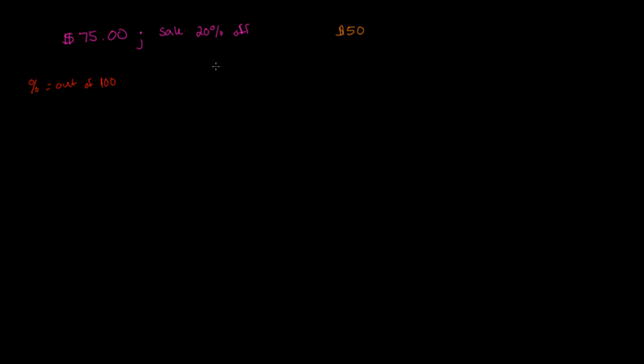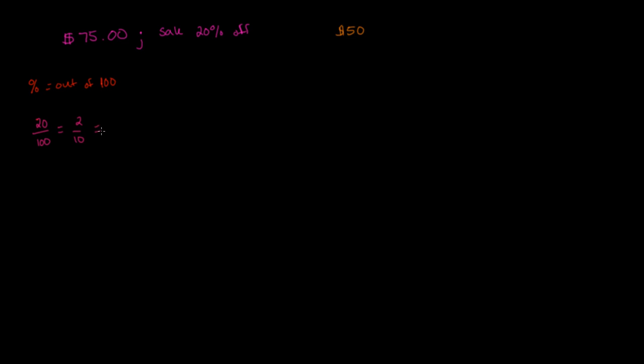But this isn't a decimal. We need to change that. Since 20% literally means 20 out of 100, we can rewrite this 20% as 20 out of 100. 20 out of 100 is the same thing as 20 hundredths, and we can reduce that down to 2 out of 10.